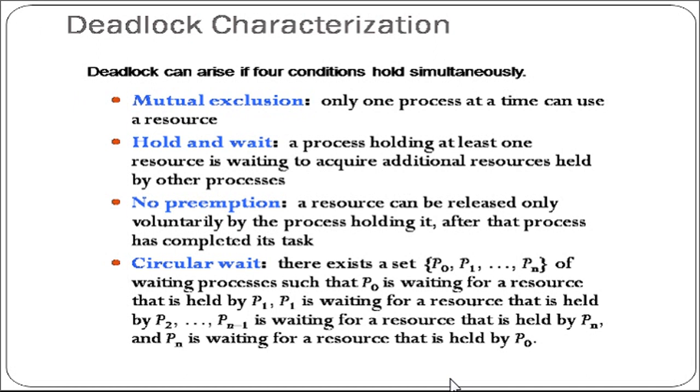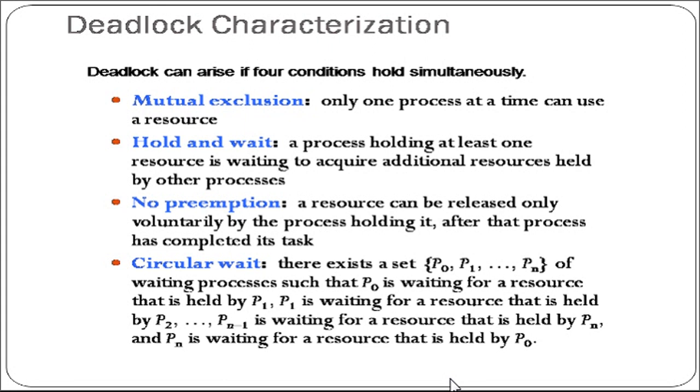The first one is mutual exclusion. In mutual exclusion, at least one resource must be held in a non-shareable mode, that is, only one process at a time can use the resource. If another process requests that resource, the requesting process must be delayed until the resource has been released.